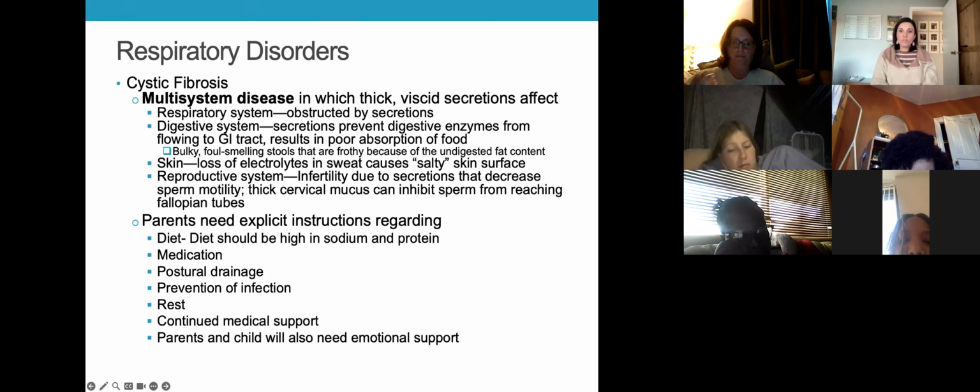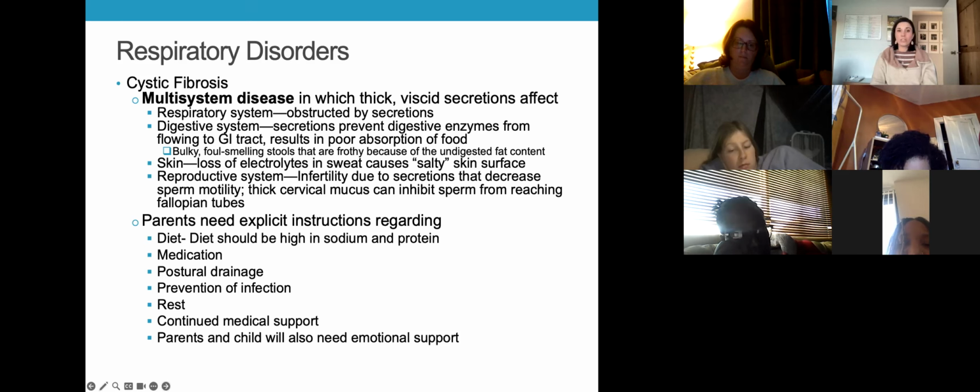It can also cause infertility due to secretions that decrease the motility of the sperm and can thicken the cervical mucus. So parents will need a lot of education, especially nutritional counseling. So their diet should be high in sodium and protein so that we're increasing their ability to have an adequate source of energy and then replacing that sodium that they're losing through their sweat.